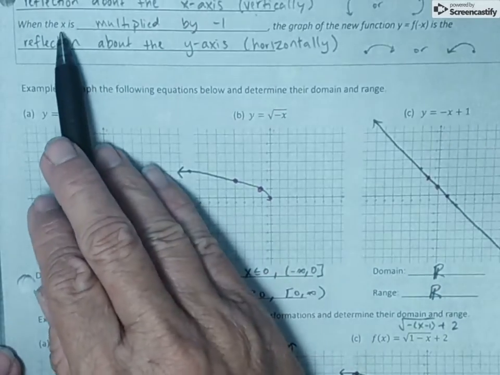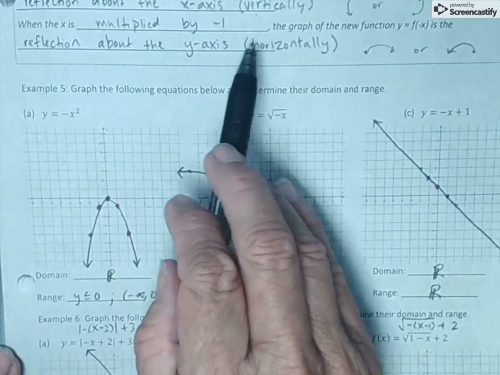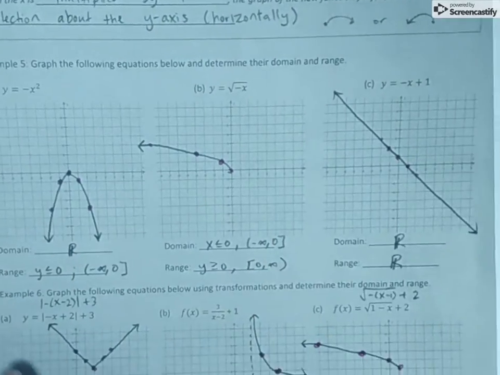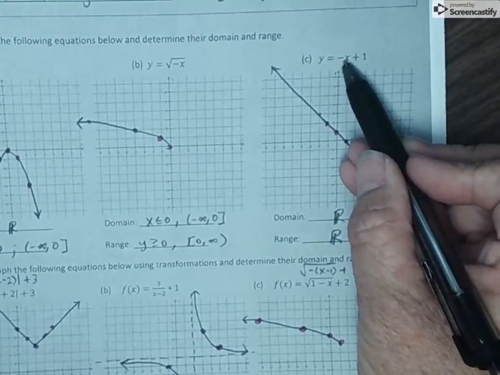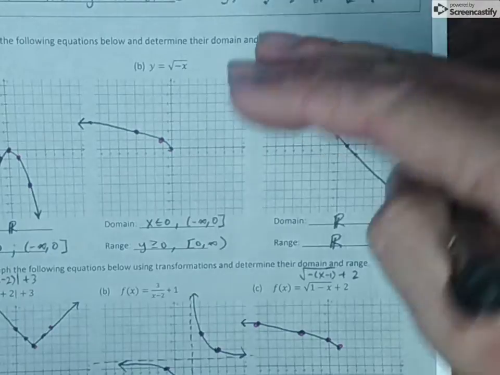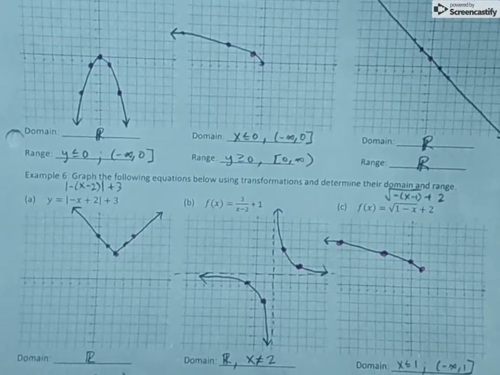Okay, so again, when the x is multiplied by -1, so that means when b is negative, we have a reflection across the y-axis. And this one, this is our A value, so it is actually reflected across the x-axis. And there are your domain and ranges.